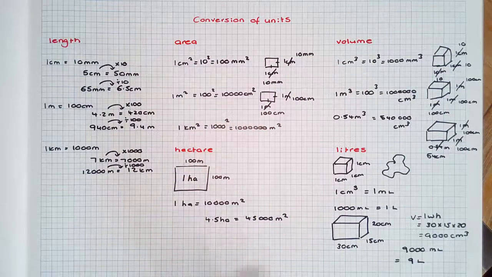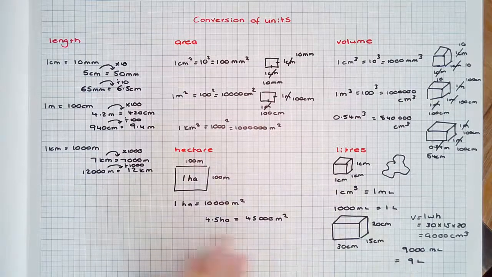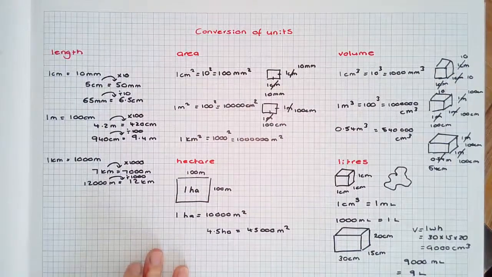So therefore, if the fish tank was 3/4 full, for instance, you could work out 3/4 of 9 litres. And there's a quick summary of converting units.